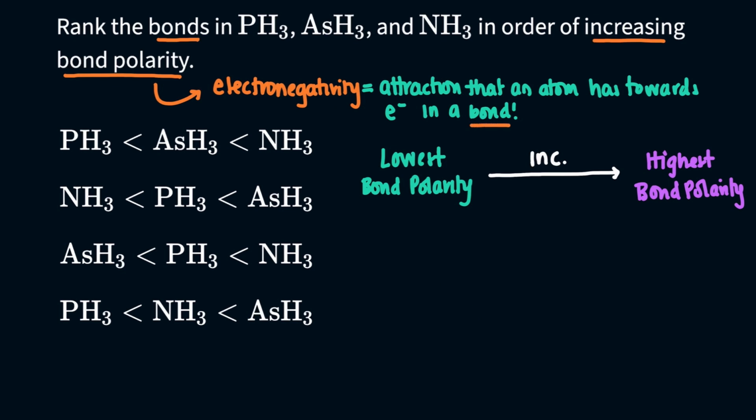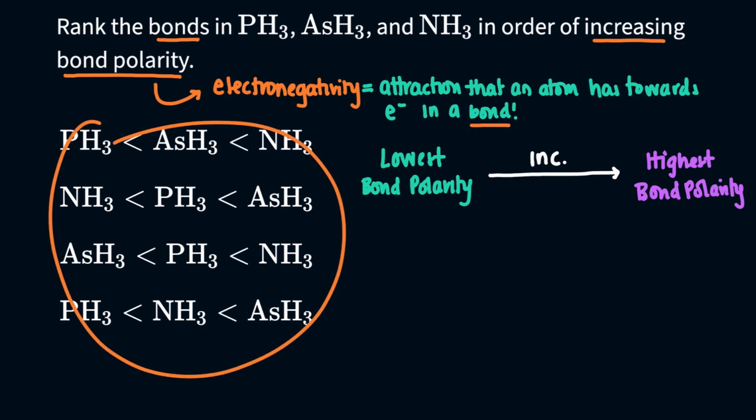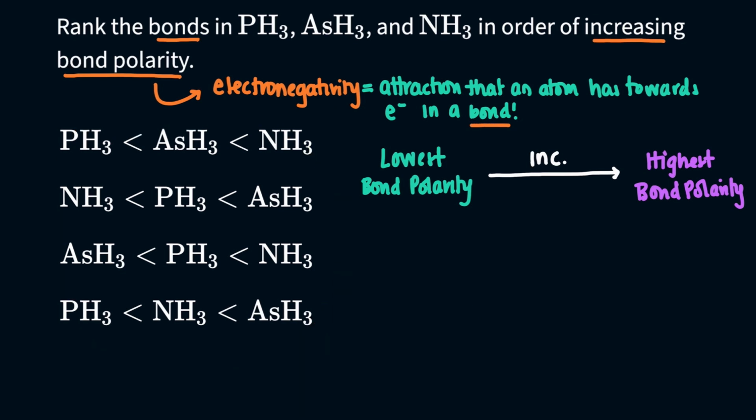But they gave us the whole entire compound here, right? I don't know what the bonds are. Well, let's find them out. We've got PH3, AsH₃, and NH3. Now, if I wanted to make a bond, and just know that we're not looking for correct Lewis structures, that would be in a totally different topic on our website.